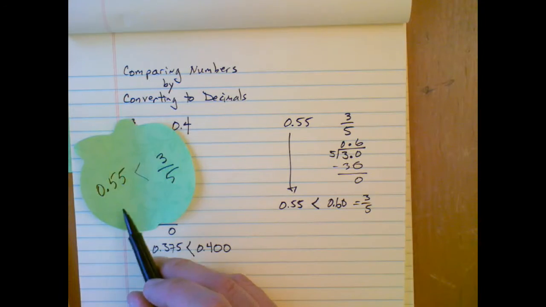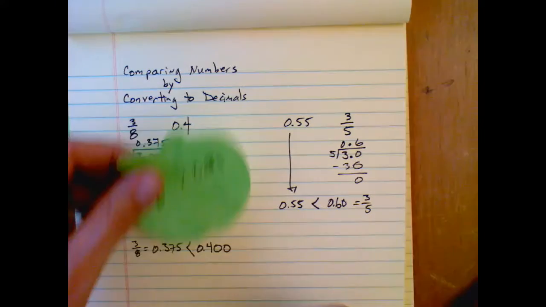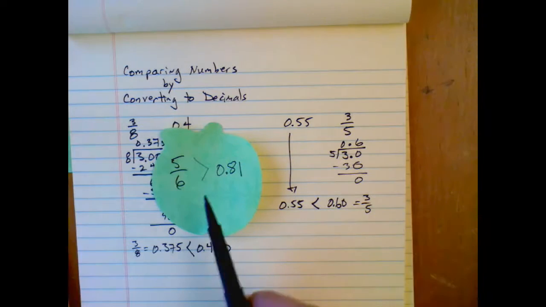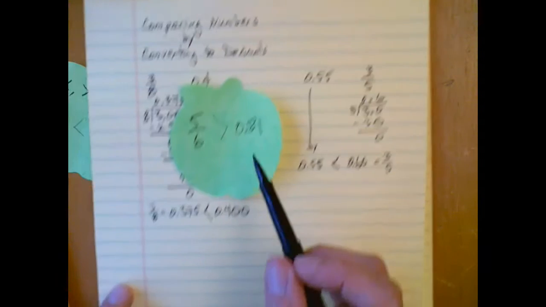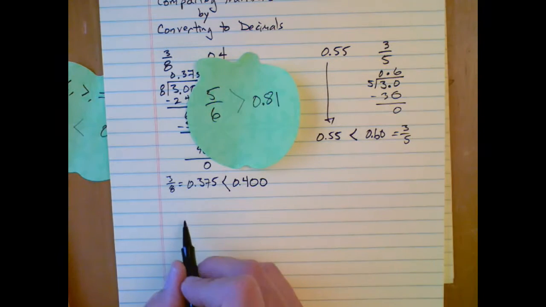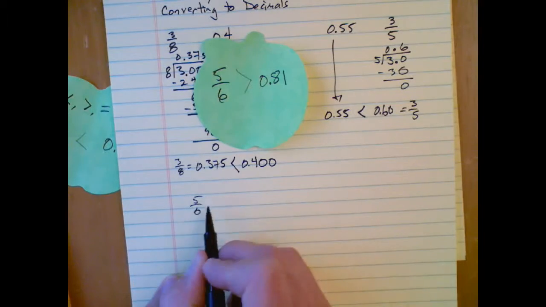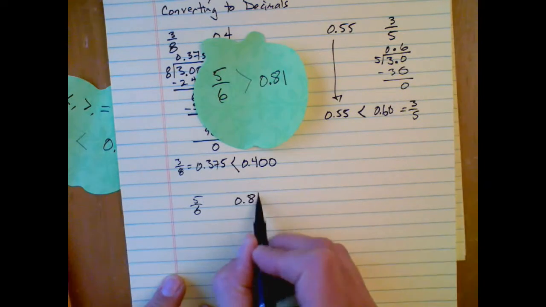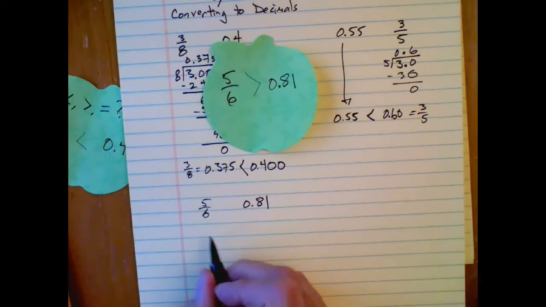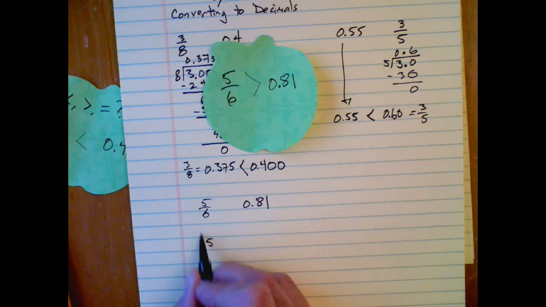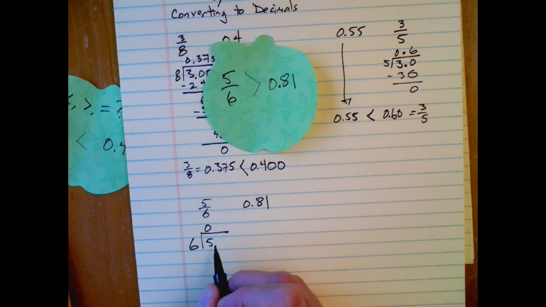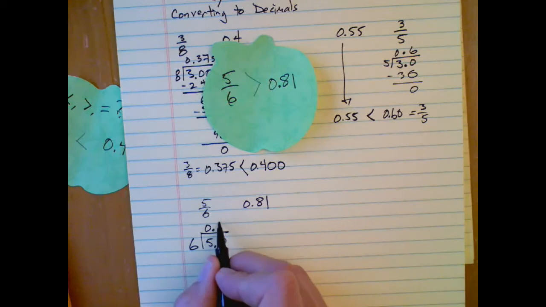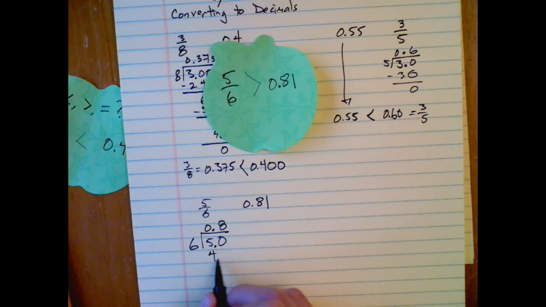So that was correct. Now let's try the one that was a little hard to see on the number line, which is why we need to be able to convert using numbers, because this will be much more precise. So I'm comparing 5/6 with 81 hundredths. Let's do this math. That is 5 divided by 6. How many 6s can you get out of 5? I get 0. Bring down a decimal, bring it up, and add a 0. How many 6s can I get out of 50? Well, I can get 8. 6 times 8 is 48. If I subtract, I have 2.